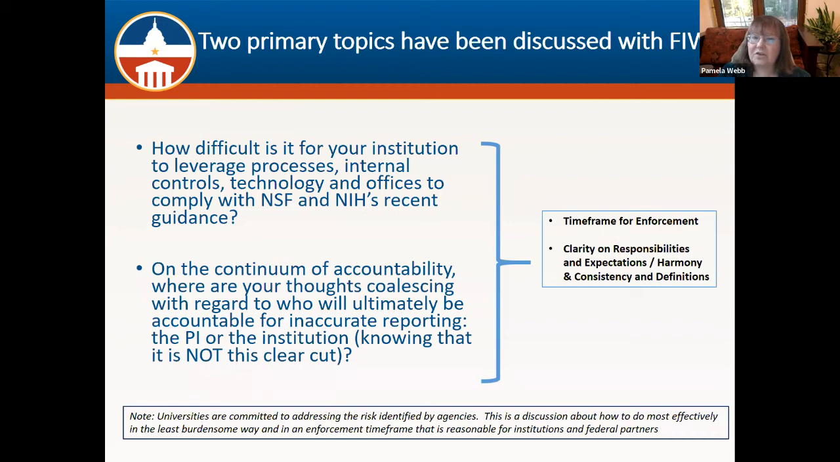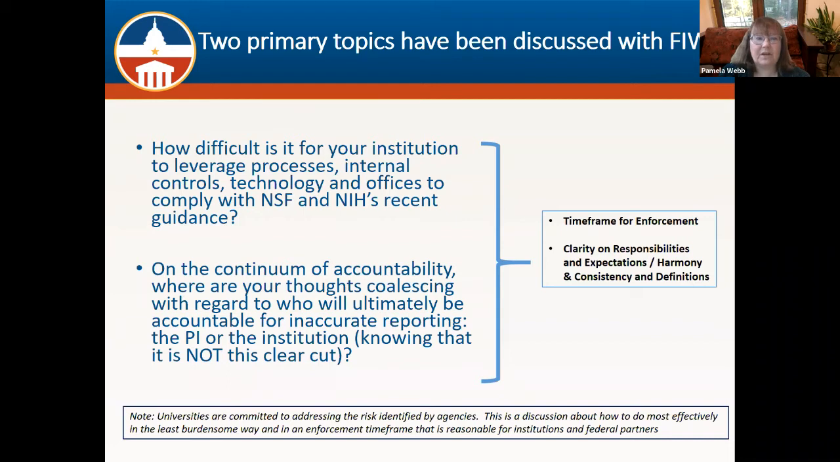So what can and should an institution be responsible for throughout the life cycle of a sponsored project in terms of making sure that there's not undue foreign interference in an award? And what should an investigator personally be responsible for?